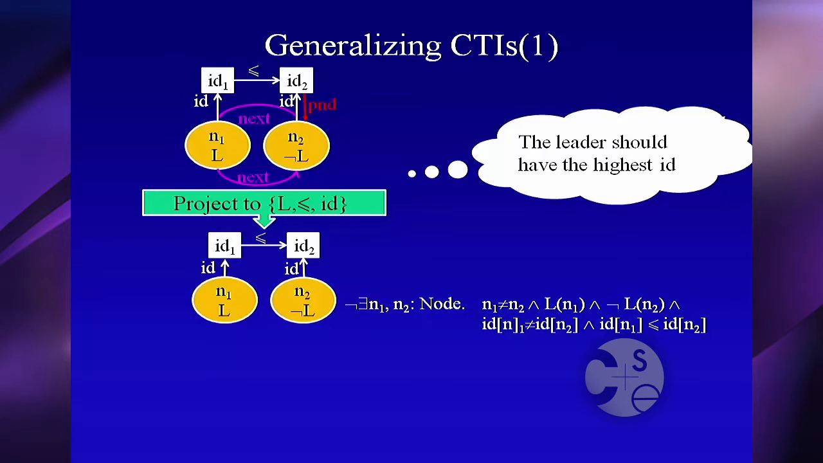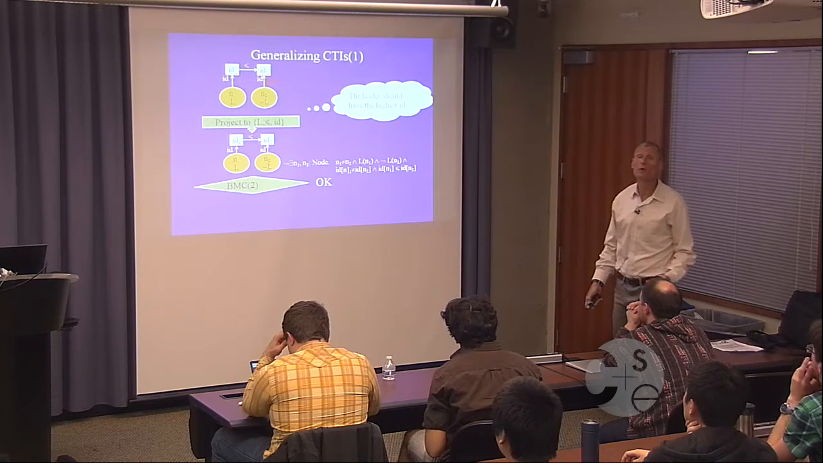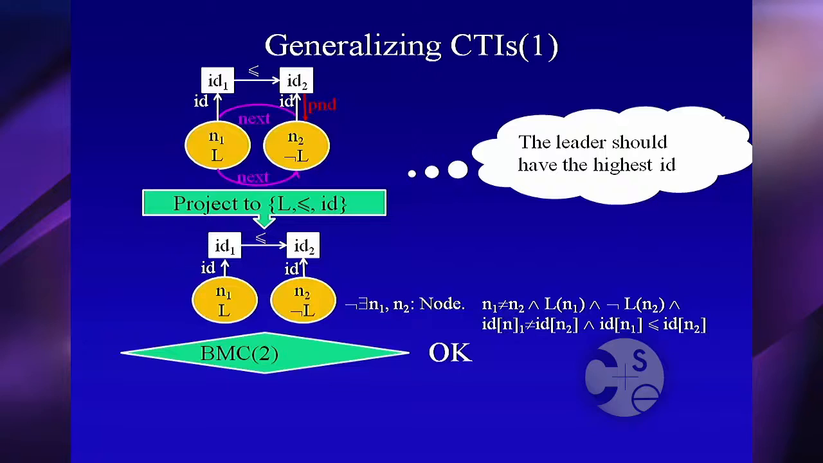They are not important. So you see that I take this graph here, and I project, all the topology is going away, all the queue is going away. Of course, when I do this, now I exclude more state. And of course, you see this formula is much more what I like. It says that there cannot be two nodes such that they are different, one of them is a leader, another one is not a leader, and the other one is greater than it. Okay, and this one, we can bounded model check and check it's okay.